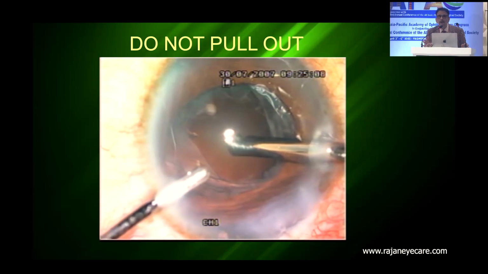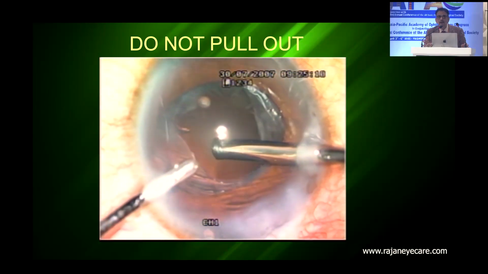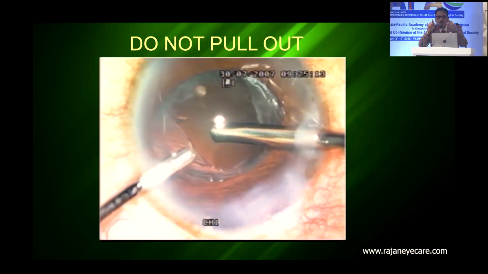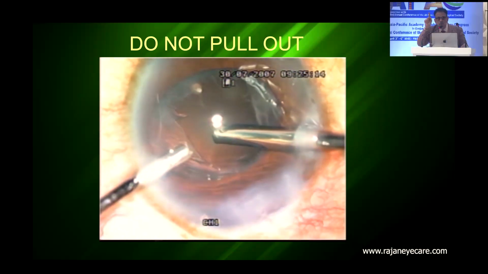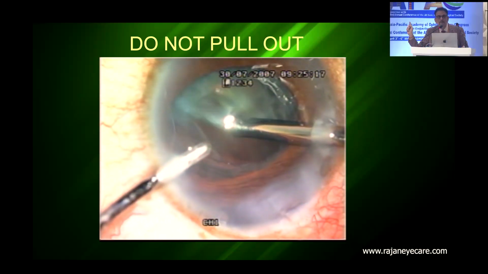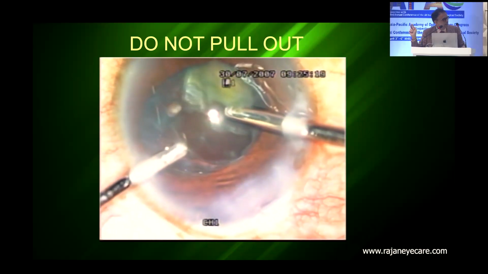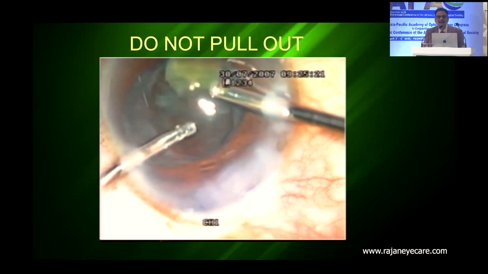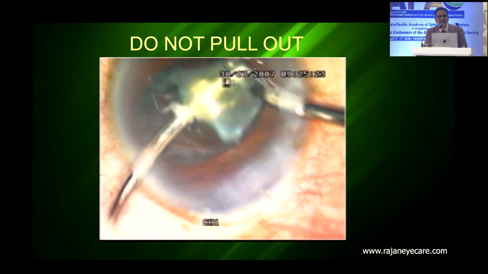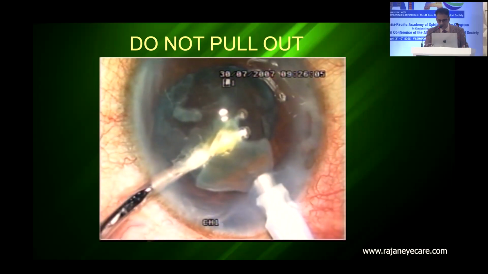What will happen to the nucleus which has gone behind? Depending on the karma we have done. If you have done good karma, pray to God, and then you will see the nucleus coming up. Beautifully it's coming up. Ideally you have to do a pars plana vitrectomy and go in.